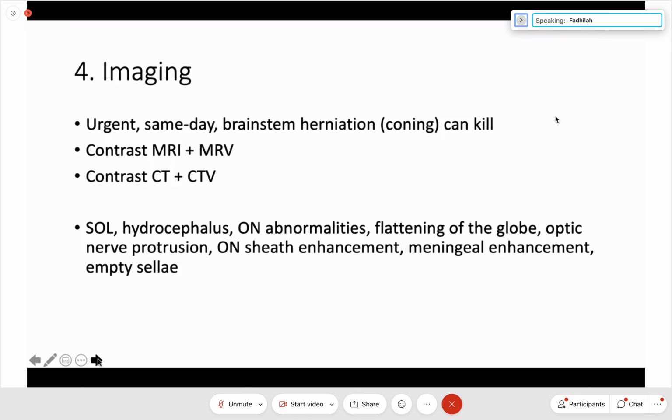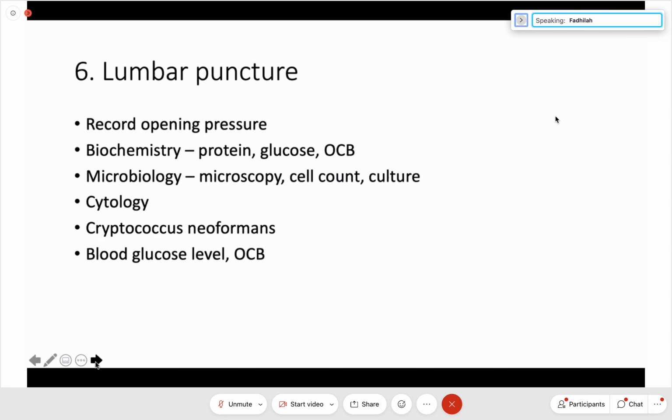That can give somewhat similar quality to MRI and MRV in detecting lesions in the brain, especially any venous sinus thrombosis. So what we are looking for in the imaging is, of course, any space occupying lesions, hydrocephalus. Look for optic nerve abnormalities, which include flattening of the globe. You need to look for optic nerve protrusion into the eyeball, optic nerve sheath enhancement, and look for meningeal enhancement to suggest meningitis, as well as empty sella. Then only you proceed to lumbar puncture.